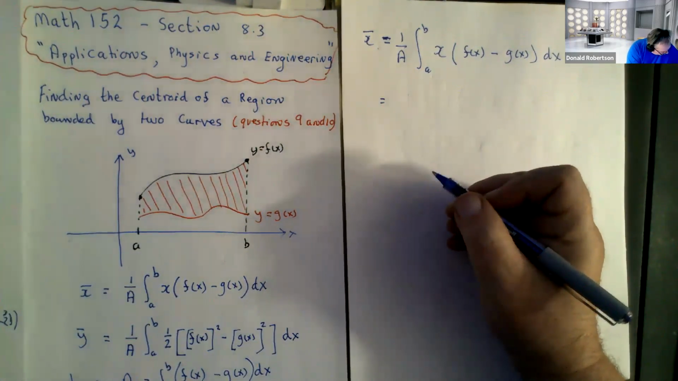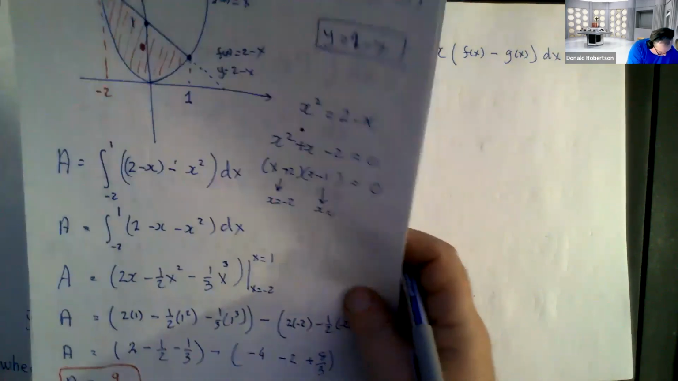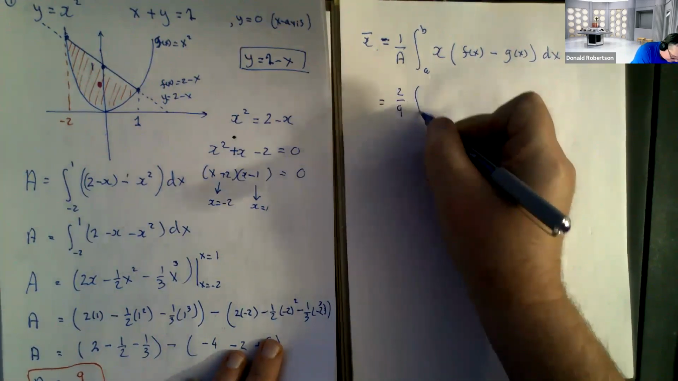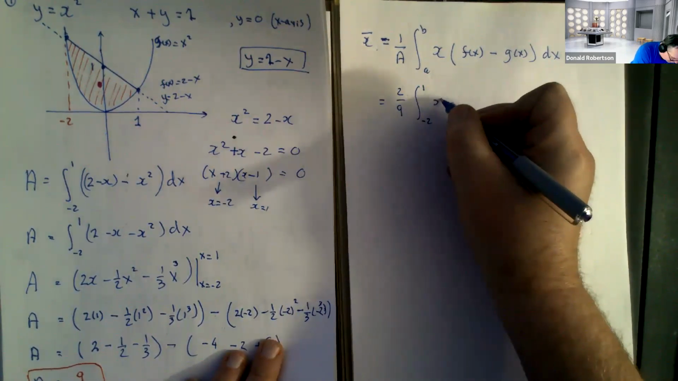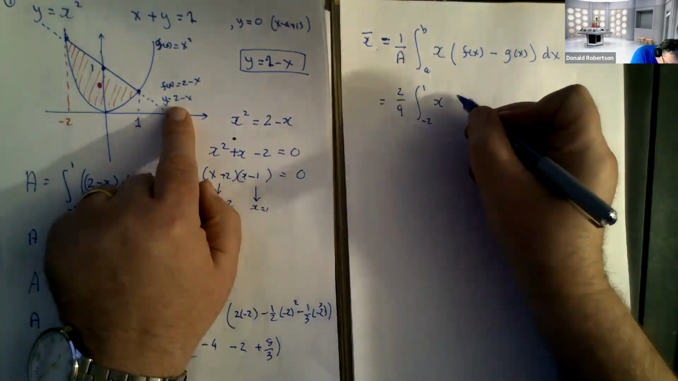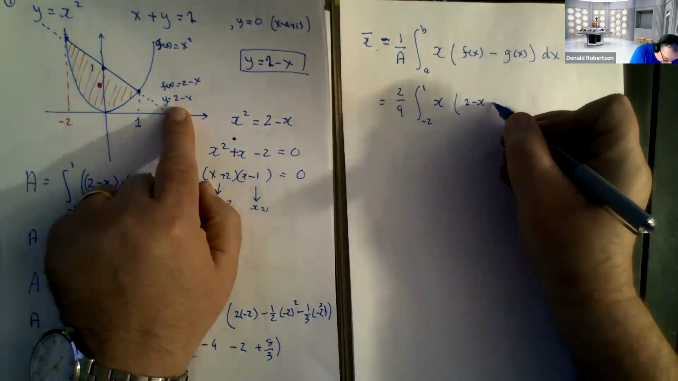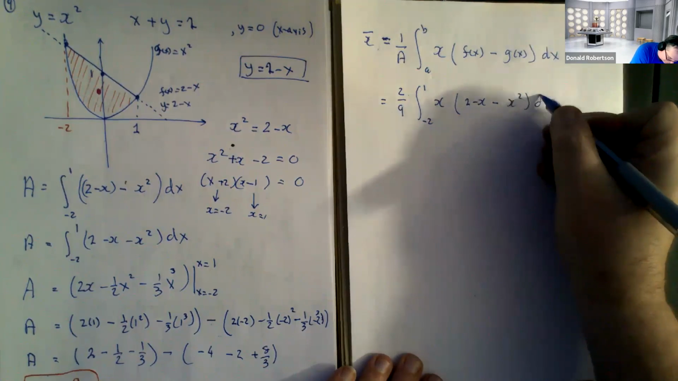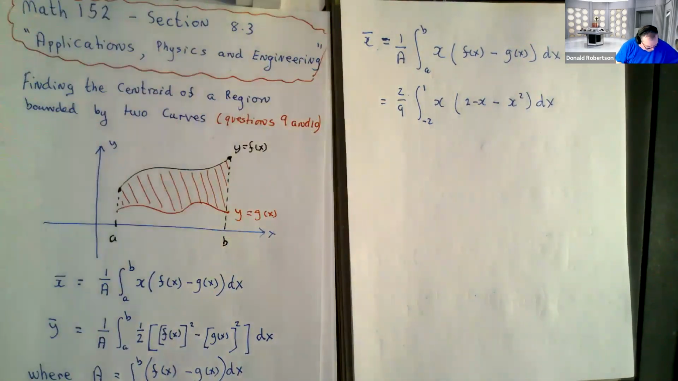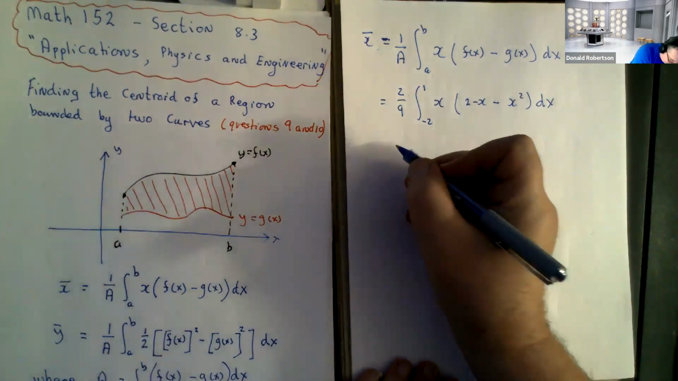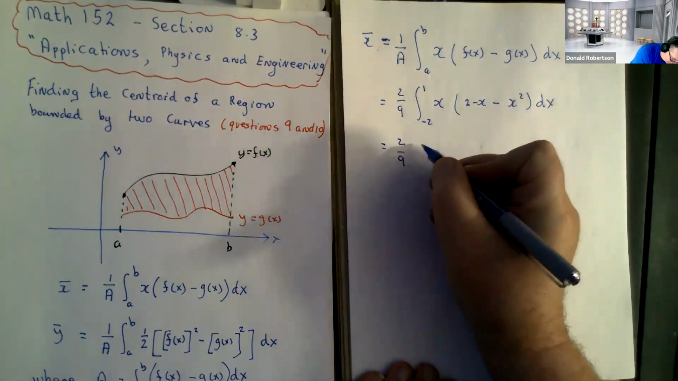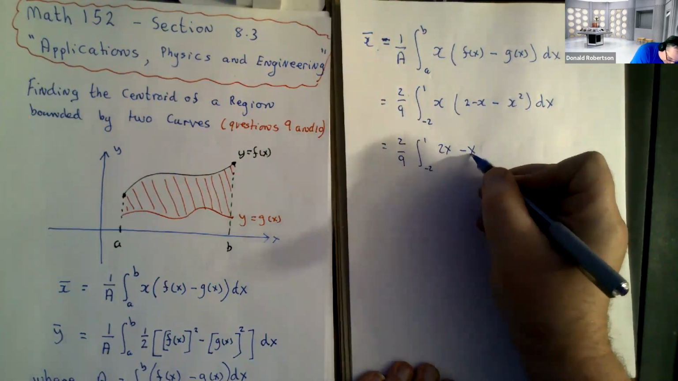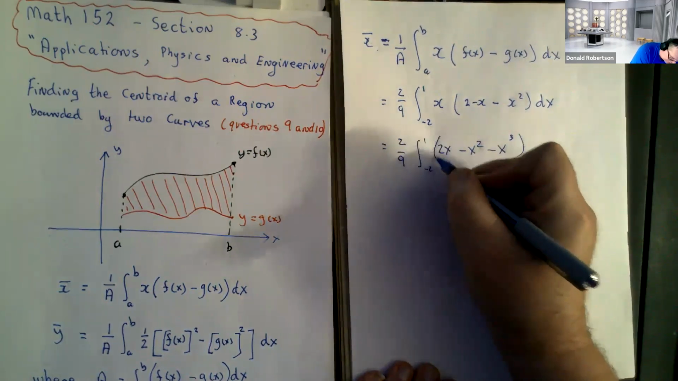And A, we already did a few moments ago, is this guy, 9/2. So 1/A is 2/9 again. It goes from -2 to 1. It goes x, the straight line is higher up, take away the curve, which is lower down. And that's pretty much our integral setup. So distribute all that, you get 2x, take away x squared, take away x cubed, dx.